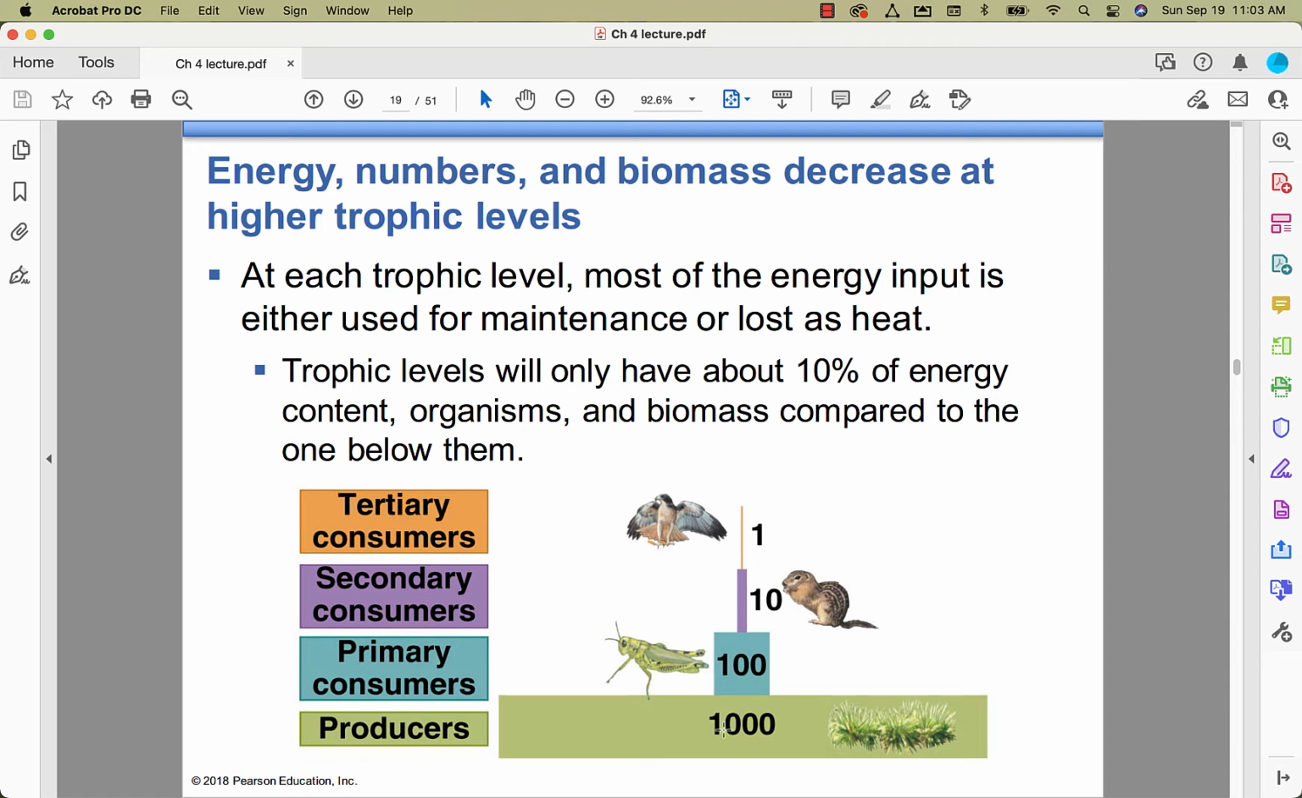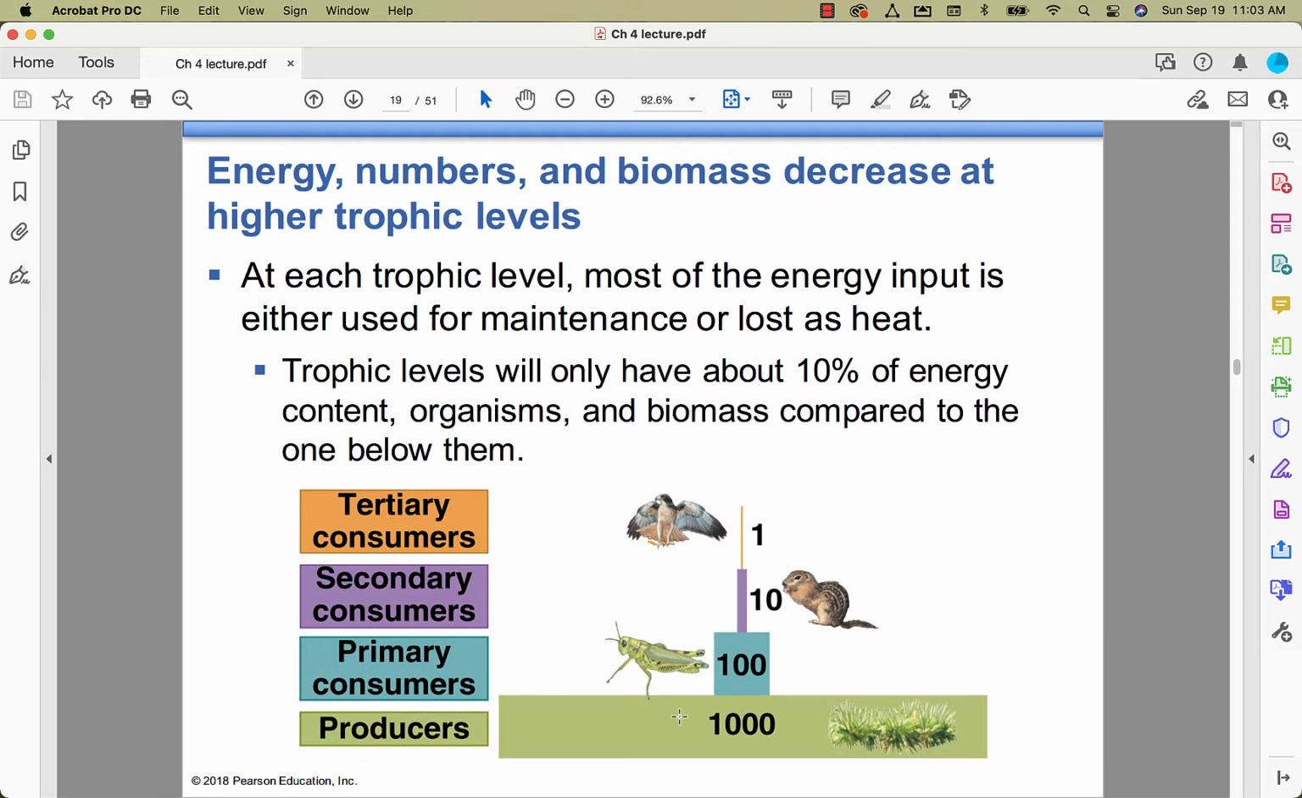So 10% of 1,000 is 100. 10% of 100 is 10. 10% of 10 is 1. So this could be 1,000 joules of energy and 100 joules of energy and 10 joules of energy and 1 joule of energy. Or it could be 1,000 grass plants and 100 grasshoppers and 10 chipmunks and 1 hawk. Only 10% of the energy or whatever goes from one level to the next.